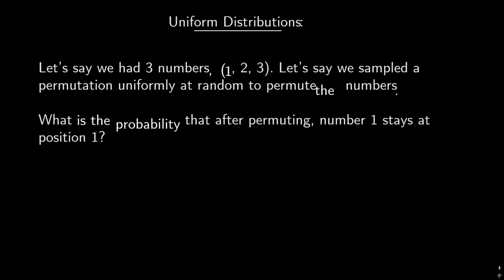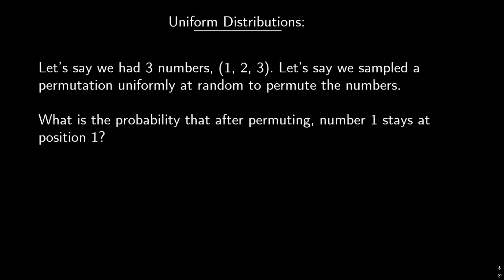Okay, so let me work these through with a few examples. Let's move away from Monty Hall and try something a bit simpler. Let's say we had three numbers, 1, 2, and 3, and we're going to sample a permutation uniformly at random. I stress uniformly at random. So what is the probability that after permuting, number 1 stays at position 1?